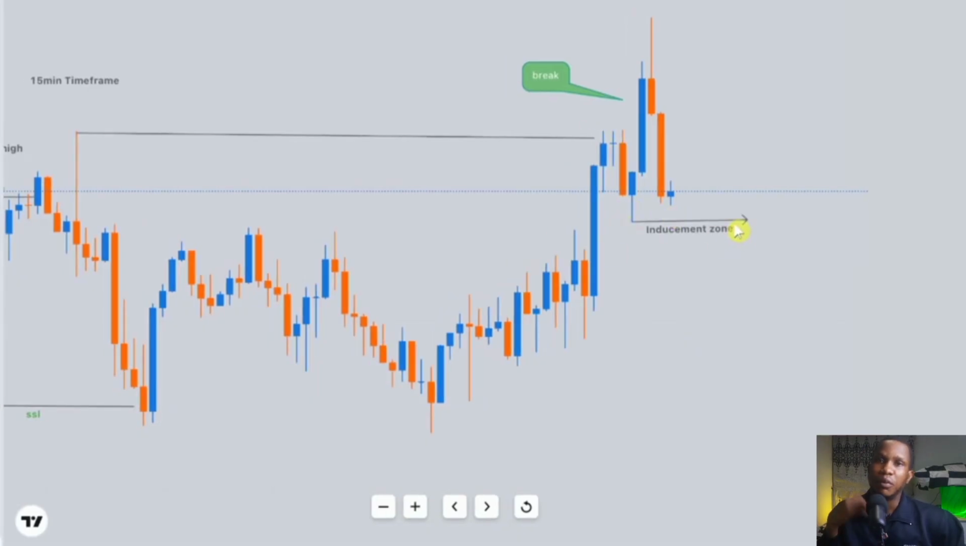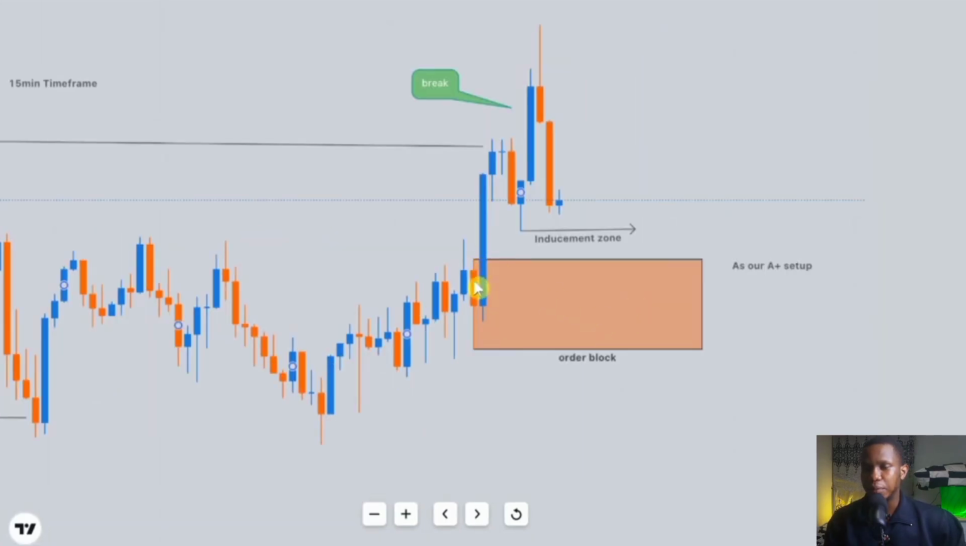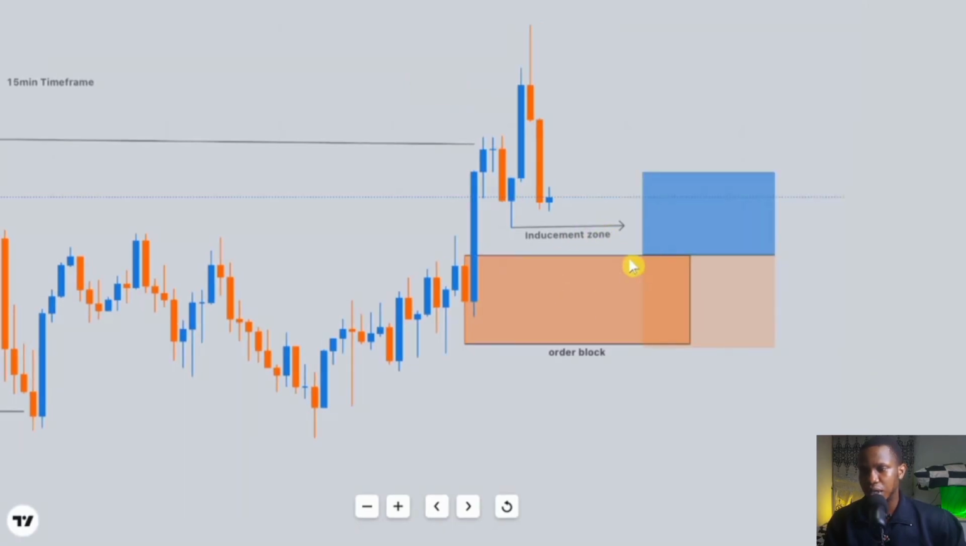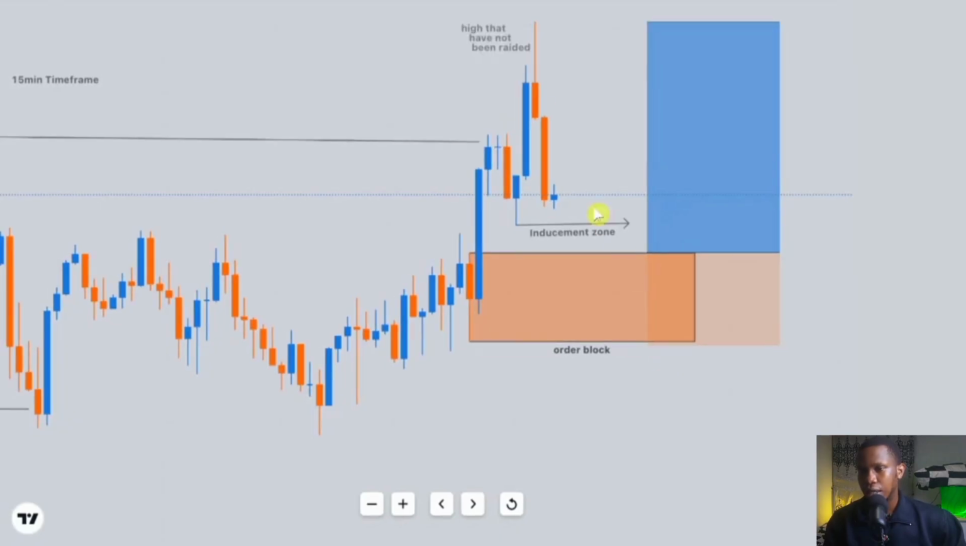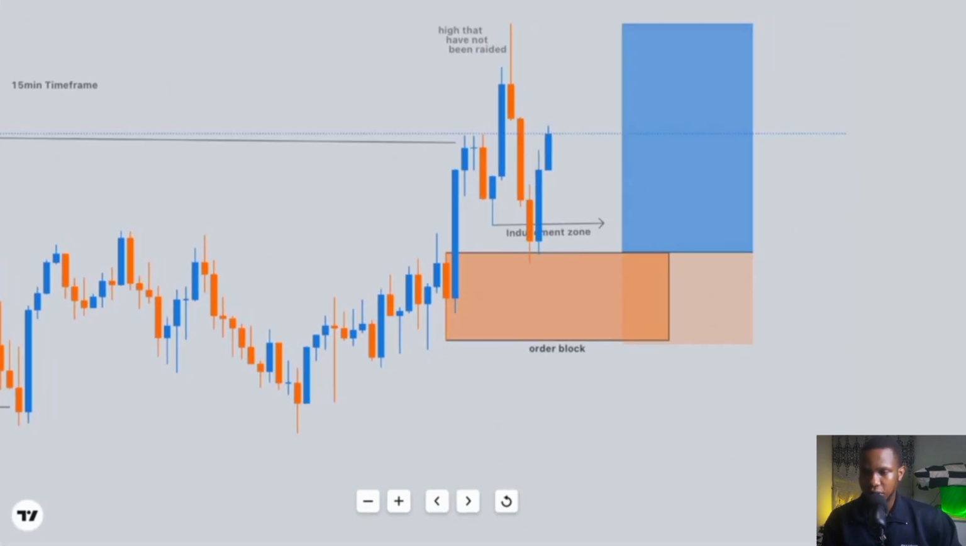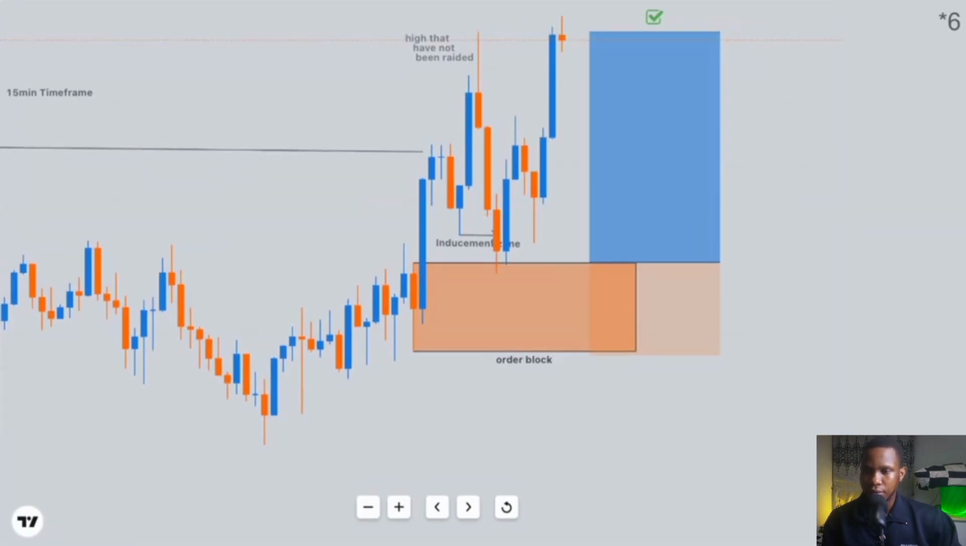This is pointing out the institutional reference points. So our A plus setup can be this other block which is closest to this inducement zone. So I can make my entry here, stop loss below here, and target this high that has not been raided. And let's see how the trade unfolds. Okay, can you see how price action moves to our desired take profit level, guys?